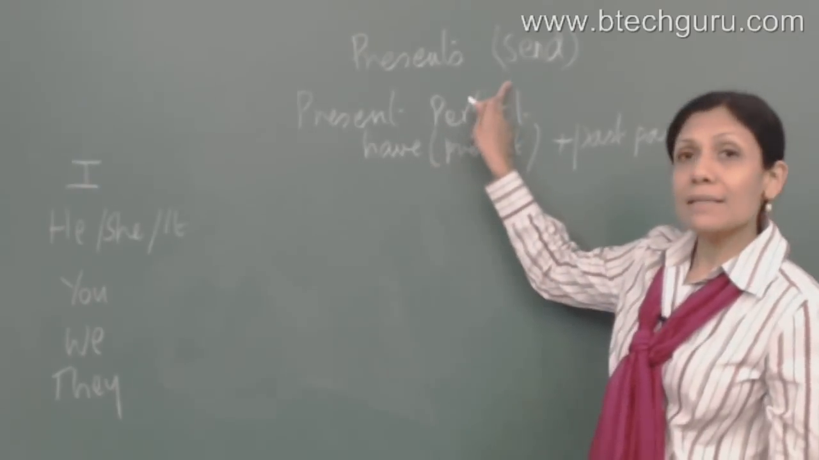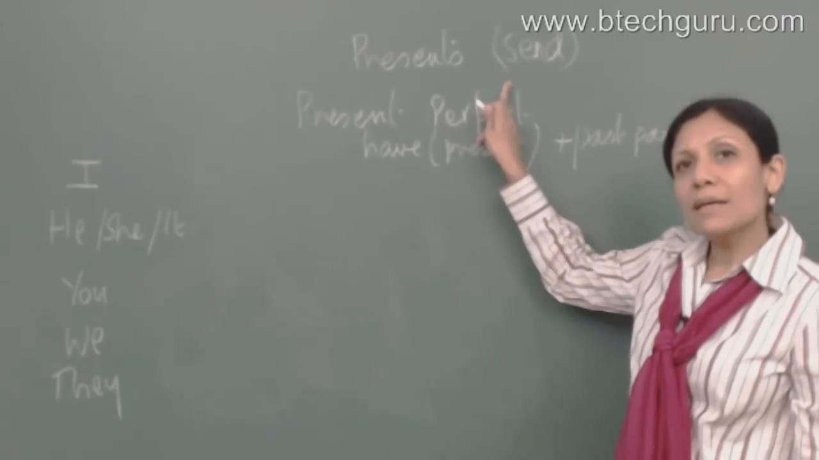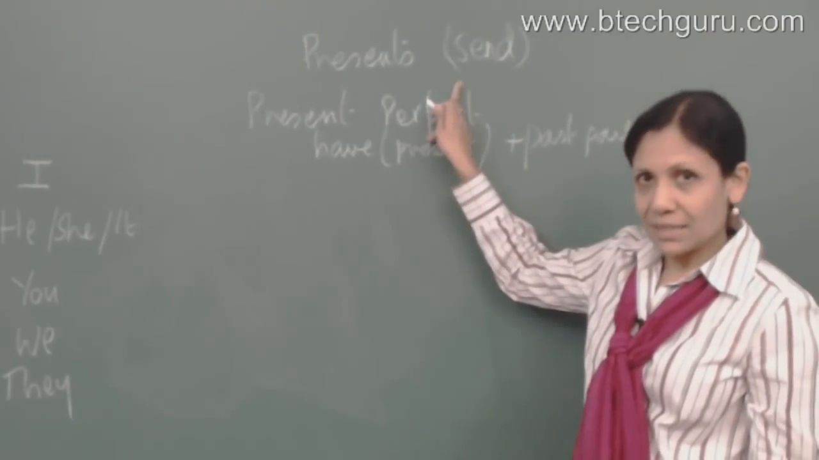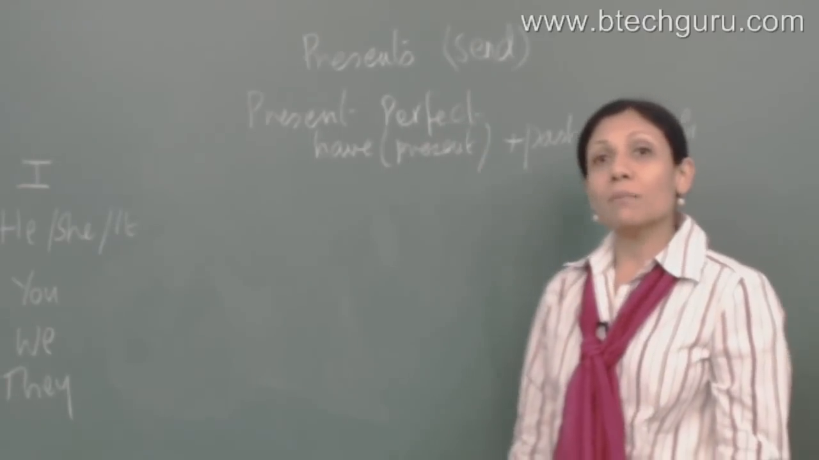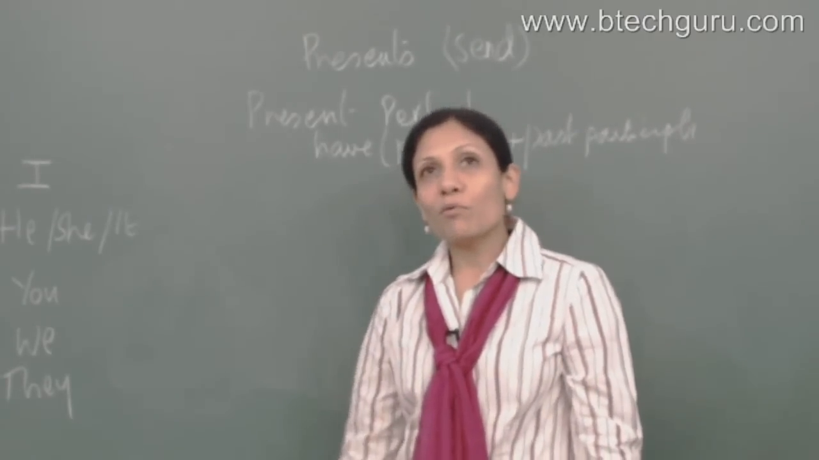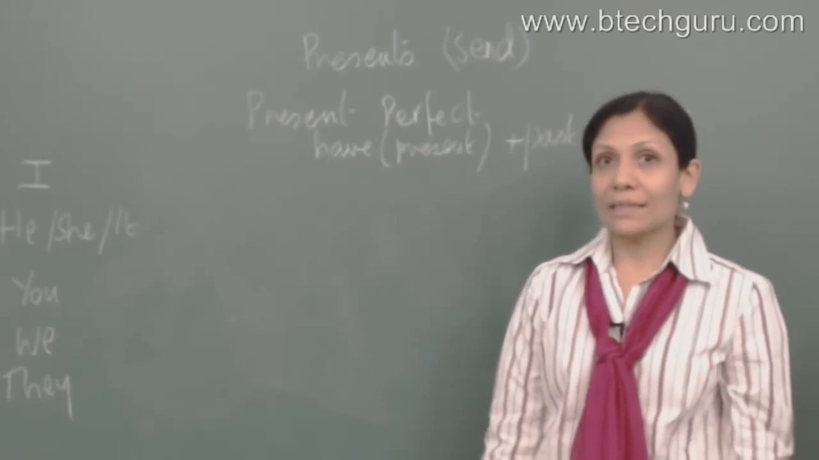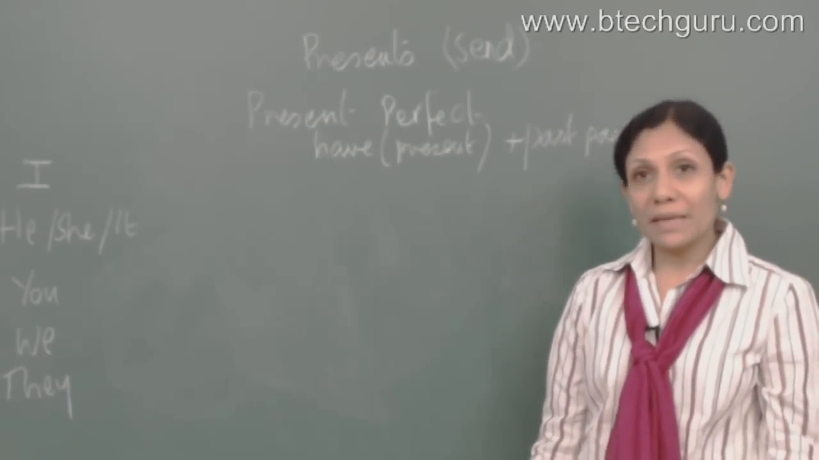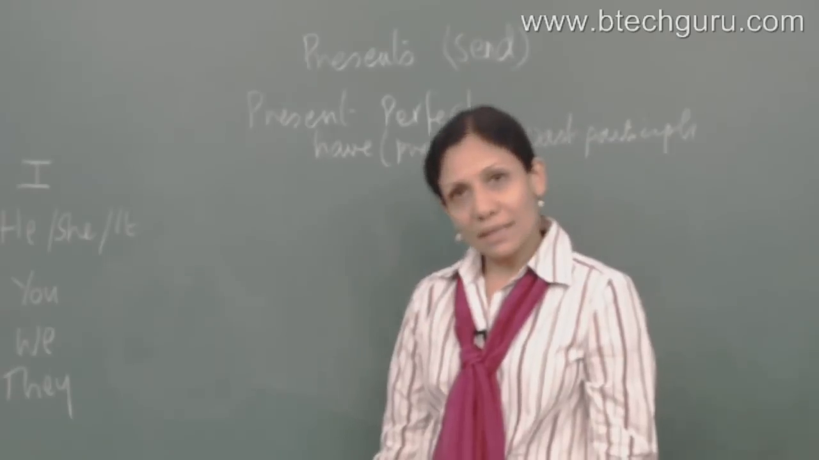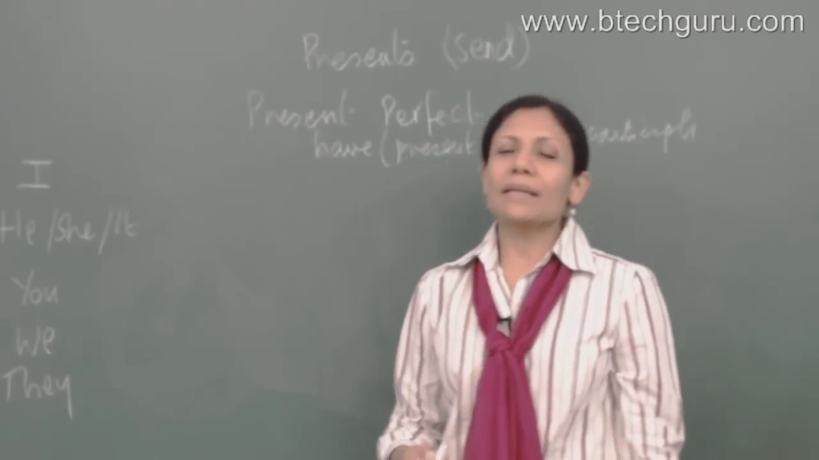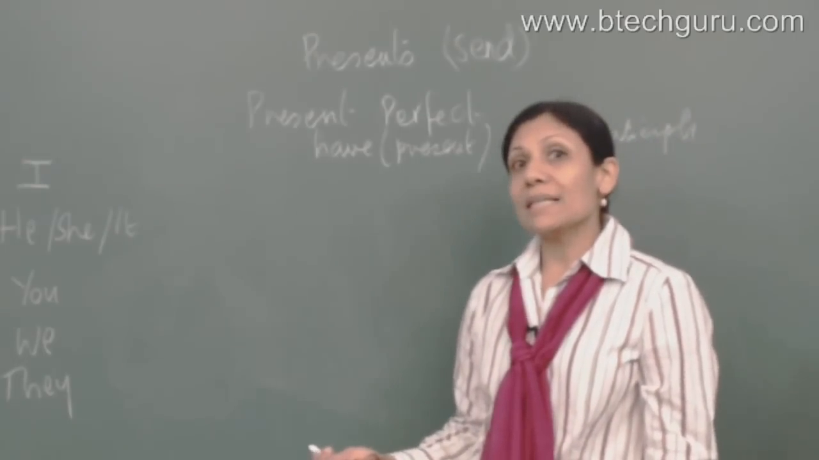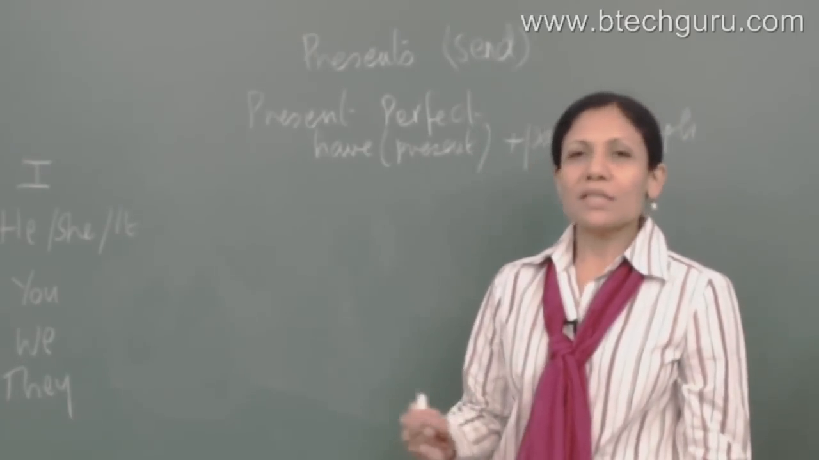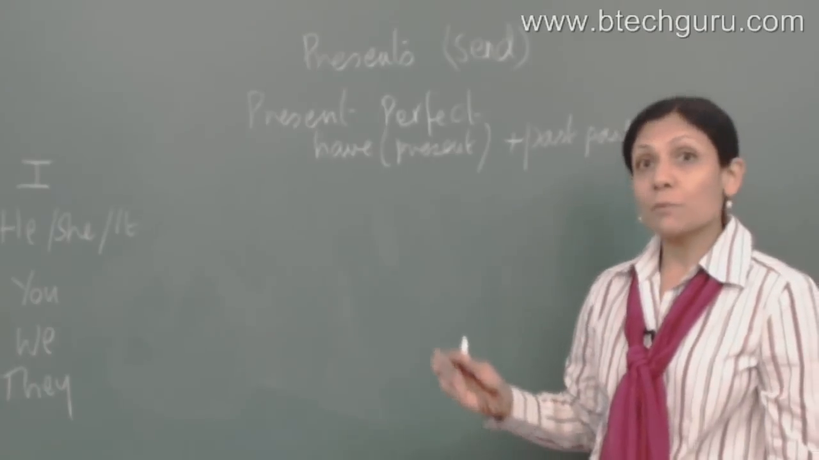For example, send, the past participle becomes sent with a T, and if I used the verb go, past participle of that becomes gone. One more verb, let's take for example cut, past participle, it remains the same, it becomes cut. And one last one, let's take for example see, the past participle of that is seen. So this is what I mean when I use this word past participle.